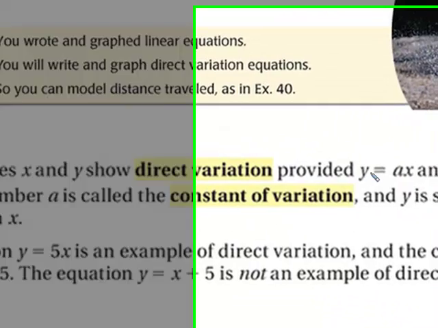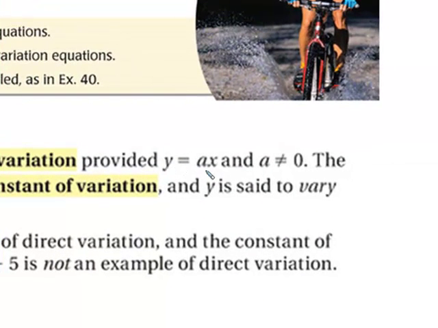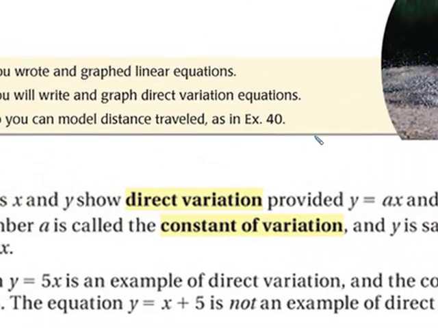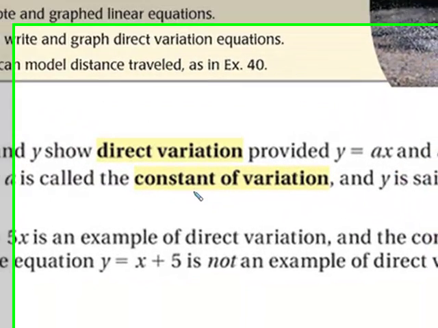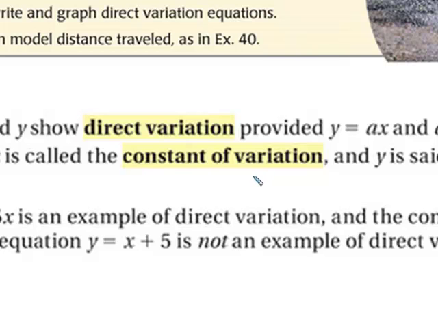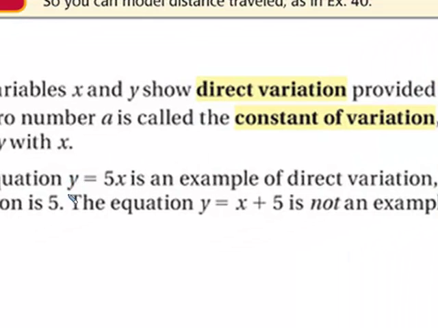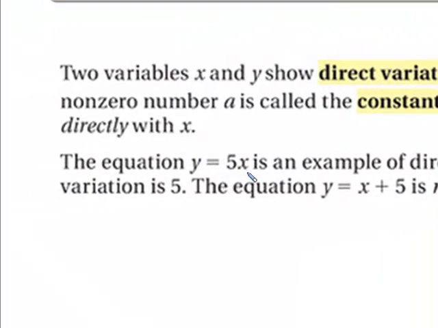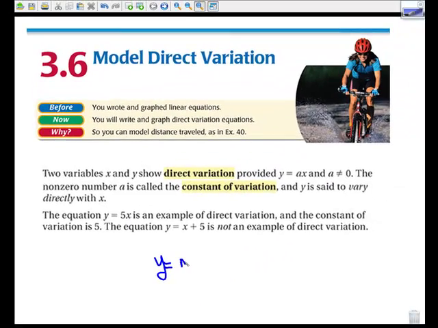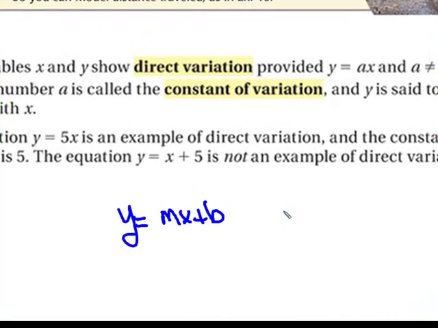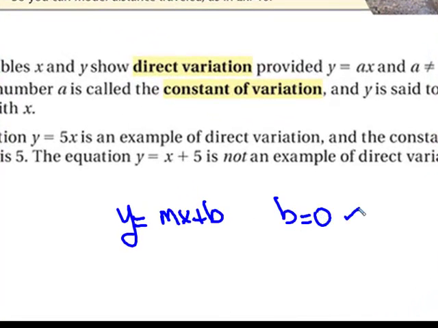For direct variation, the equation is y equals ax, where a cannot equal 0, because if it did, we'd end up with just y equals 0, and that would end up just giving us the x-axis. The non-zero number a is called the constant of variation, and y is said to vary directly with x. So if you have this example, y equals 5x, this is an example of direct variation. Basically, it is slope-intercept form, but the y-intercept is 0.